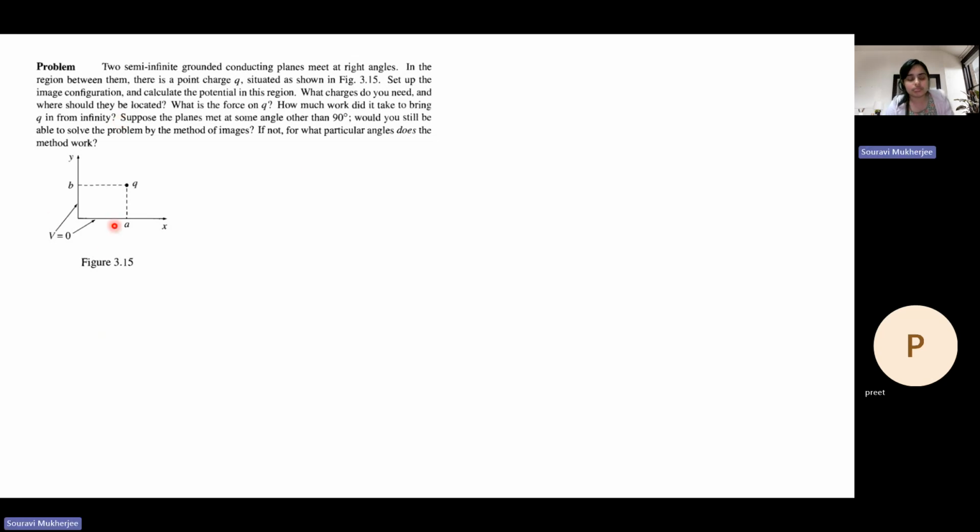So any idea how to answer this question? Basically, these two surfaces are at zero potential. So whatever new charges we bring in, that should still maintain the potential along X and Y to be zero, right? That will help us mimic the given condition. So can you tell me how many charges should we bring in? Like how many image charges would be required? And where should we put them? Any idea? So if you have any doubt, please feel free to ask, okay?